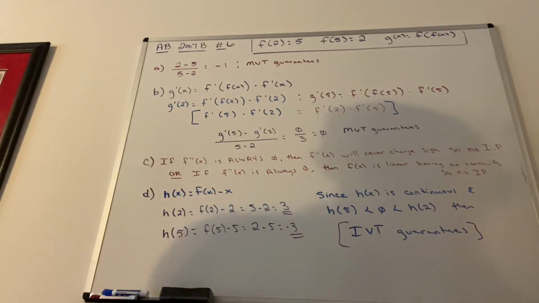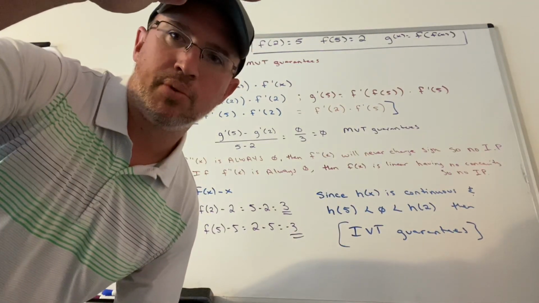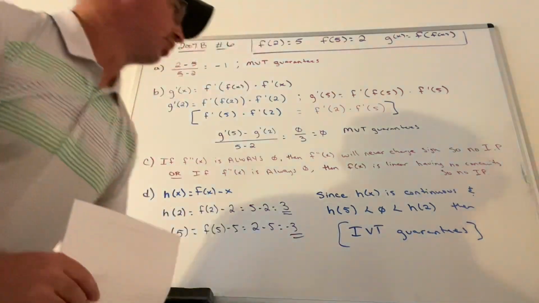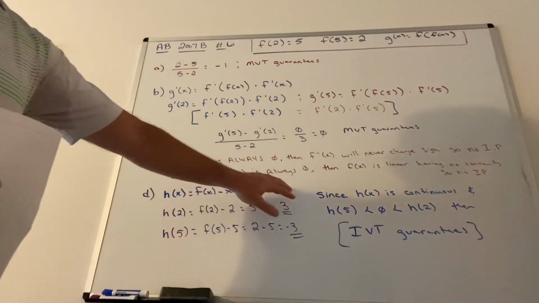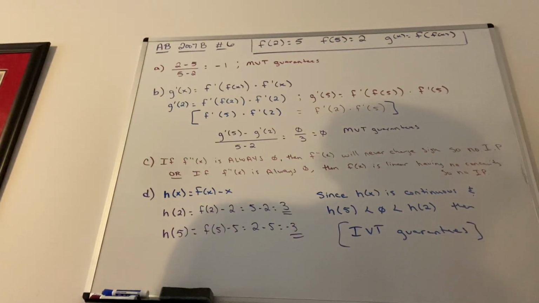And then 0 is in between 3 and -3, right? To go from an output of -3 to an output of +3, you've got to pass through everything in between there, 0 included. So that's what I wrote here in a little bit of math notation. Since h of x is continuous and h of 5 is less than 0 is less than h of 2, then the IVT guarantees that you're going to get an output of 0. Okay.